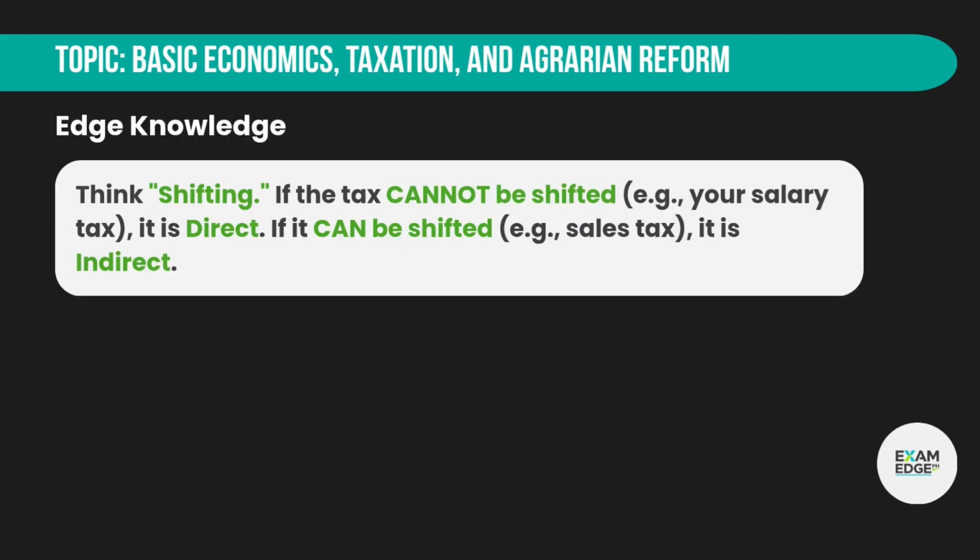Edge knowledge. Think shifting. If the tax cannot be shifted, e.g., your salary tax, it is direct. If it can be shifted, e.g., sales tax, it is indirect.